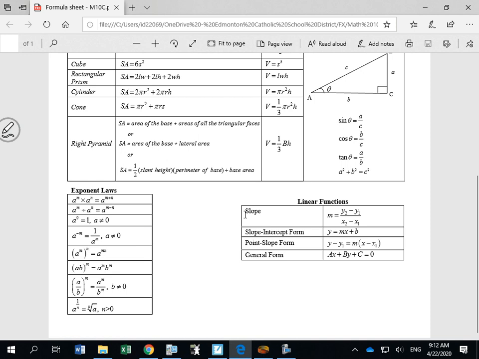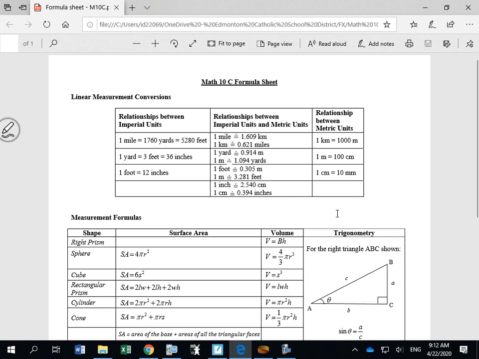And then you have 2 other small areas of formulas: exponent laws was from your numbers and exponents unit, and the formulas for linear functions. Okay, so as we go through this, like I said, you will want to have each lesson this formula sheet printed and in front of you so that you could copy down the notes.